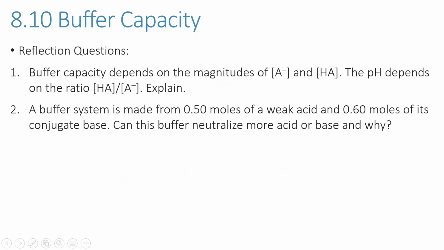So for your reflection questions here: buffer capacity depends on the magnitudes of A minus and HA, and the pH depends on the ratio of HA over A minus. Explain. A buffer system is made from half a mole of weak acid and 0.6 moles of its conjugate base. Will this be better at neutralizing acid or base, and why?